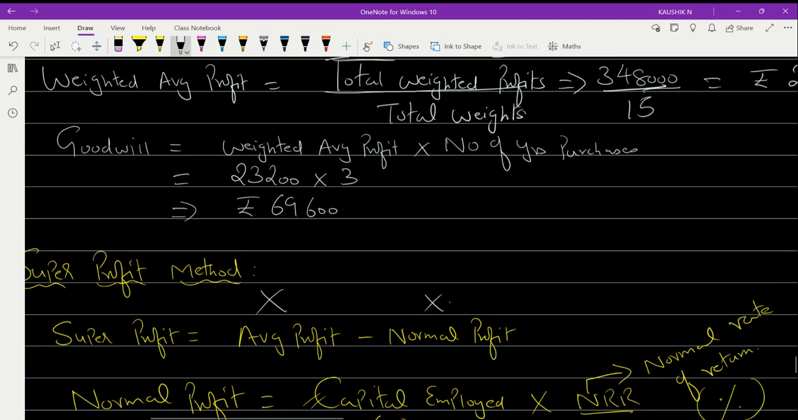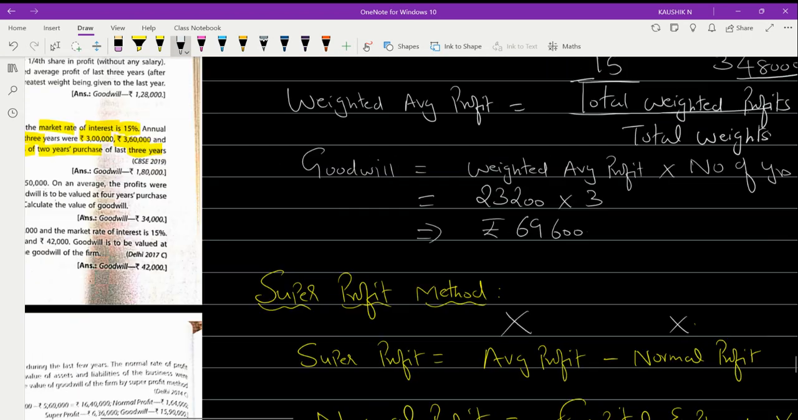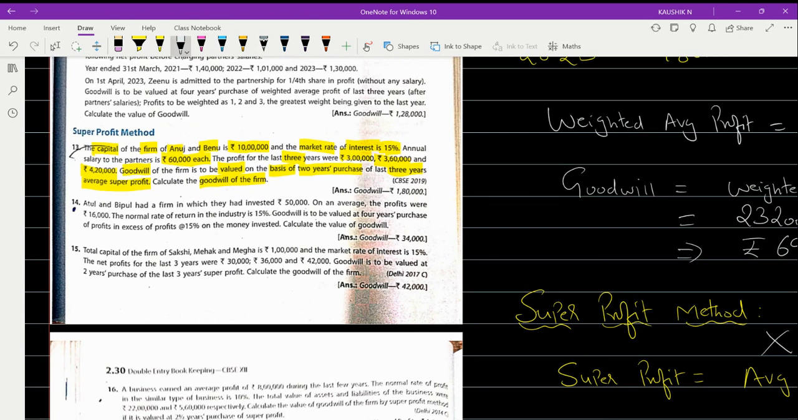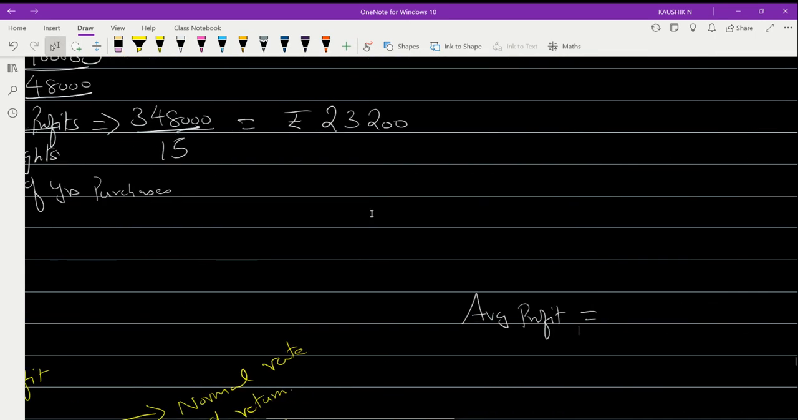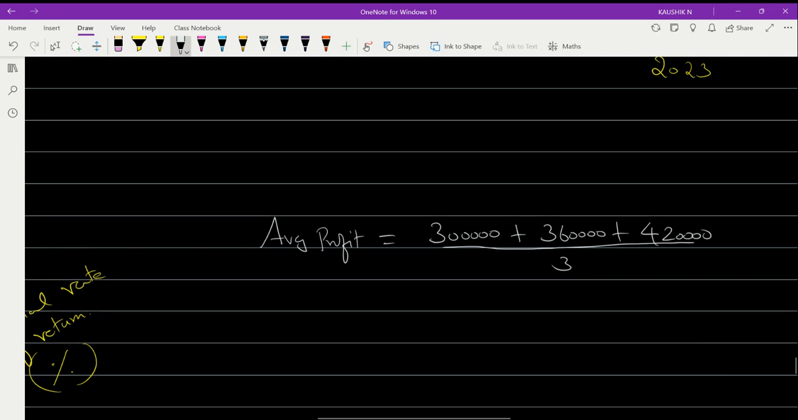சரி, average profit கொடுக்கலன்னா அதை கண்டுபிடிங்க. Average profit-ஐ கண்டுபிடிக்க, number of years profit கொடுத்துருக்கான். 3 வருஷத்தோட profit: 3 lakh, 3 lakh 60 and 4 lakh 20. So 3 lakh plus 3 lakh 60 plus 4 lakh 20. இது எல்லாத்தையும் add பண்ணி divide by 3 பண்ணுங்க. You will get the average profit.